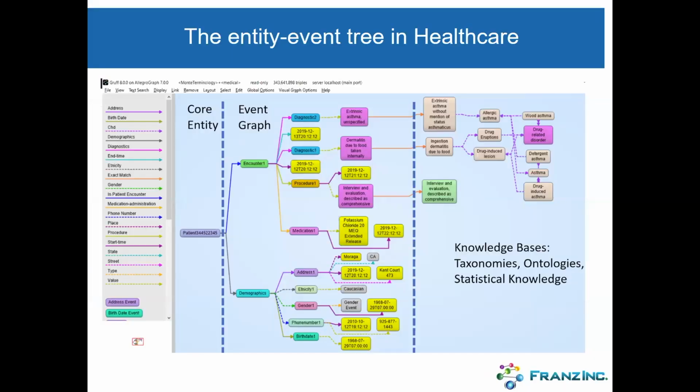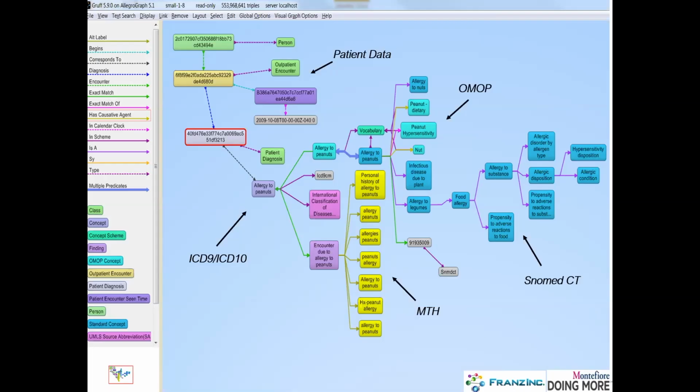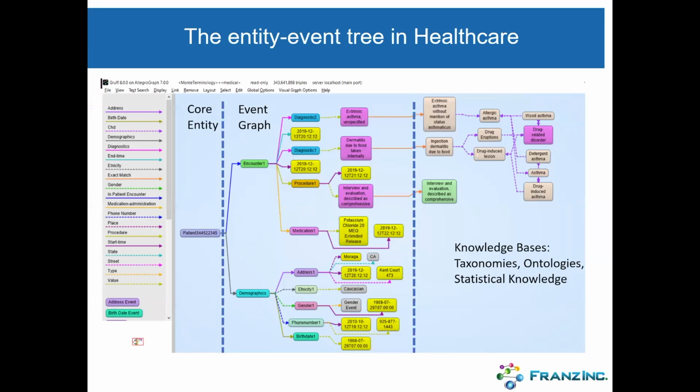So this is the actual data. I tried to simplify it a little bit to give the principle again. If you squint your eyes and look at our model, there's always one core entity. Then there's this event graph with encounters and demographics data, where even demographics are events, because people change genders and they change addresses and, well, whatever you can think of. And then events always terminate in knowledge bases, taxonomies, ontologies, and it could be statistical knowledge, could be PubMed, whatever you can think of that is important in a hospital.